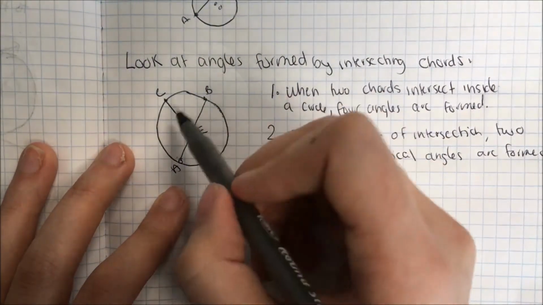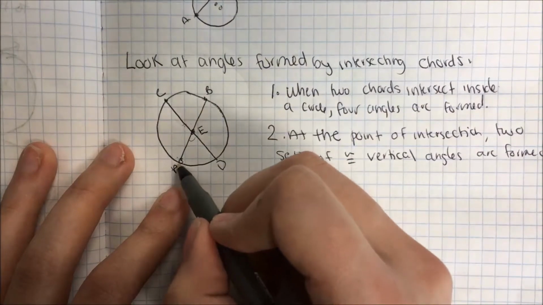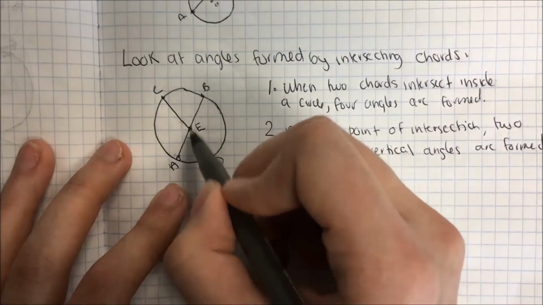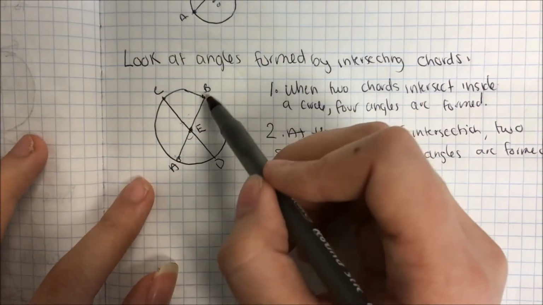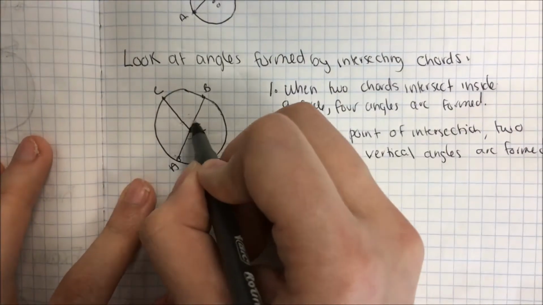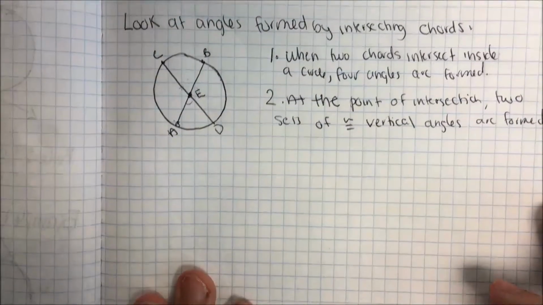So this would mean that angle CEB and AED are vertical angles, so these two would be congruent. And the same thing for CEA and BED. Those are both vertical angles, so they would be congruent.